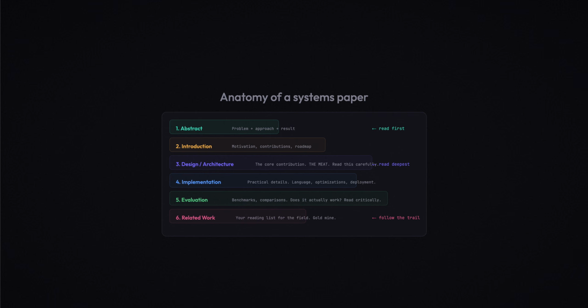The implementation section gives you the practical details: what language, what optimizations, what was actually deployed. The evaluation is where the claims are tested. Read this critically. Are the benchmarks fair? Are the comparisons honest? And finally, the related work section. This is gold. Every good paper cites 30 to 50 others. The related work section is a curated reading list for the entire subfield, handpicked by an expert. Follow the trail.